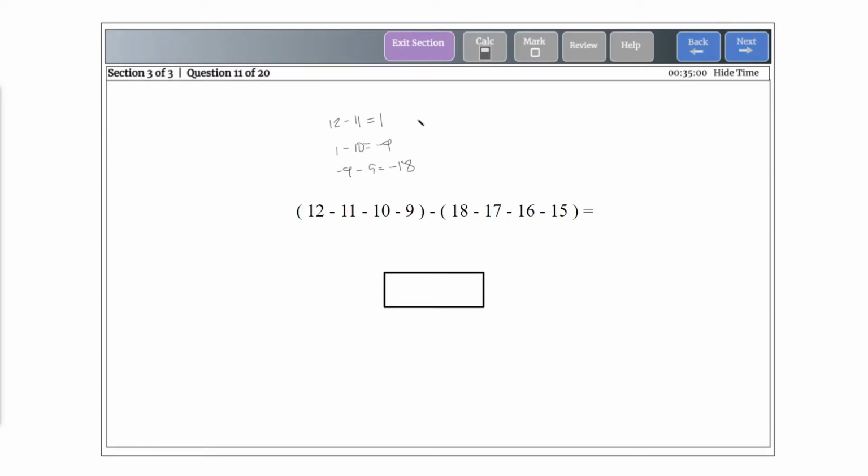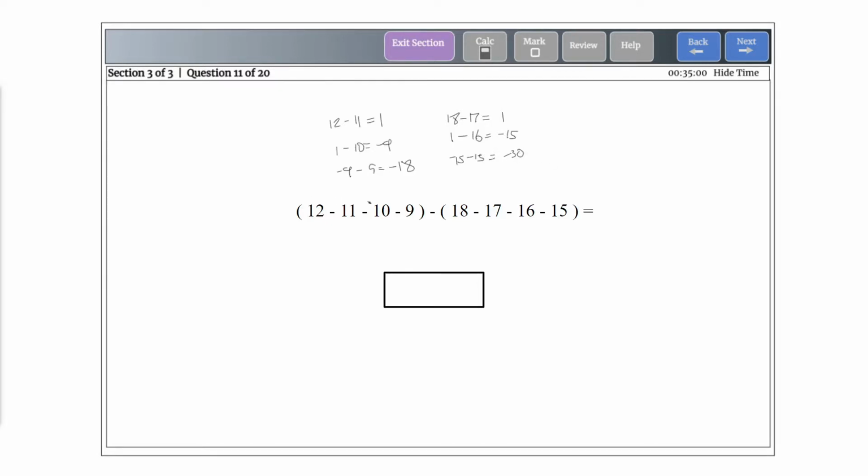We can then go ahead and do the same thing on the right side with the other set of parentheses. So 18 minus 17 is 1. 1 minus 16 is negative 15. Negative 15 minus 15 is negative 30.